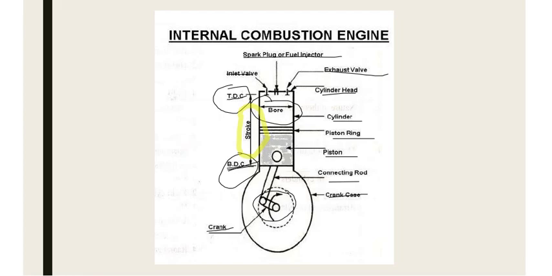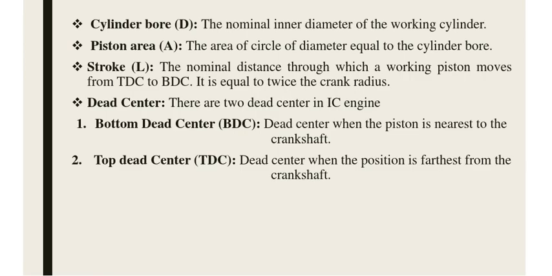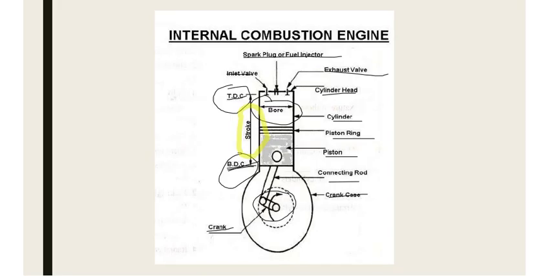Then the next dead center is top dead center. That is the dead center when the piston is farthest from the crankshaft. So this is my TDC, and when a piston is at TDC, it is farthest from the crankshaft. This is my crankshaft and this is my TDC, which is the farthest from the crankshaft. When the piston is at TDC, the dead center is called the top dead center.